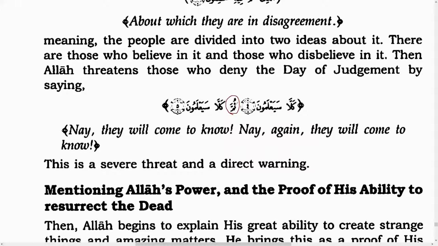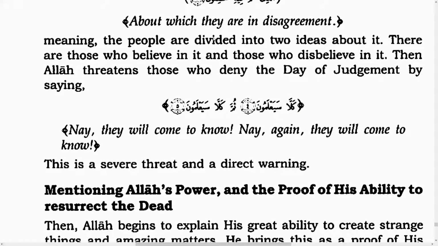I mean, you'll know, of course you'll know. Again, they will come to know. Kalla say'alamun. Right? They will come to know. So he repeated kalla say'alamun two times. Thumma means then. Right? Thumma, again or then.